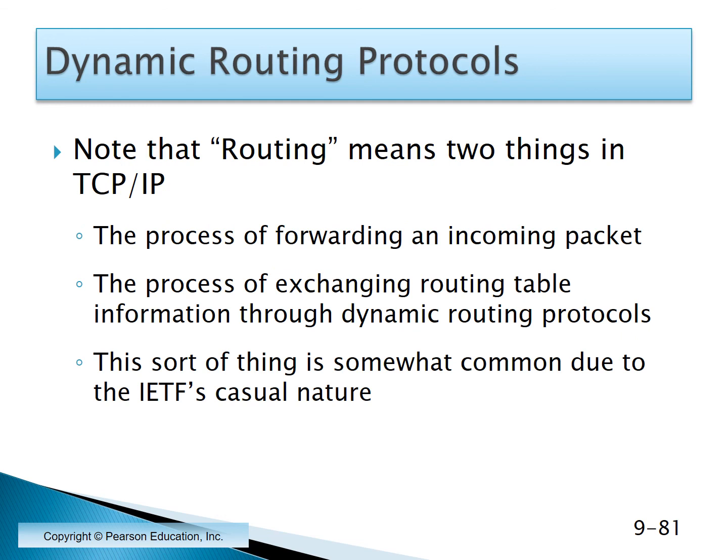So note that routing means 2 things in TCP/IP. As I said, when we route a packet, we call it routing. It's the process of forwarding an incoming packet. And sometimes it can also mean the process of exchanging routing table information through the dynamic routing protocols. Again, this is due to the casual nature of the IETF, making this naming sometimes a little bit ambiguous. But anyway, normally when we say routing, we are talking about routing a packet, but it's also about exchanging routing table information.